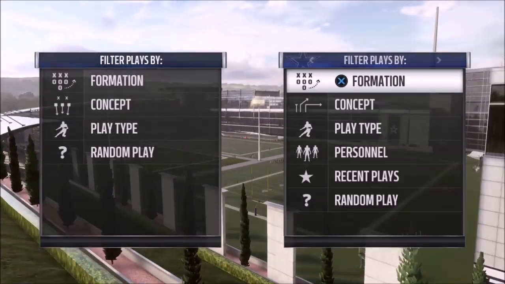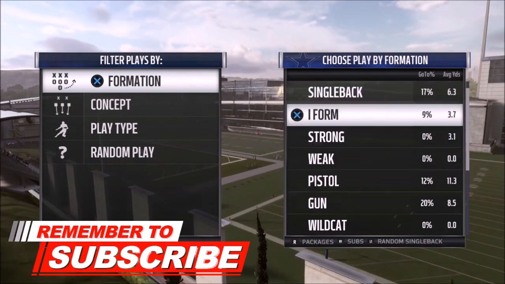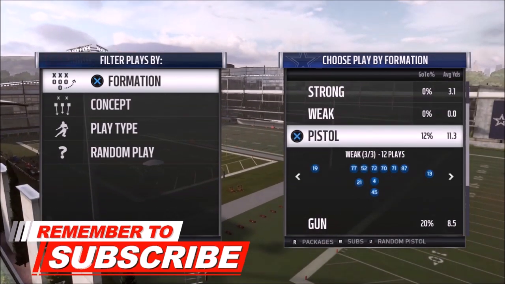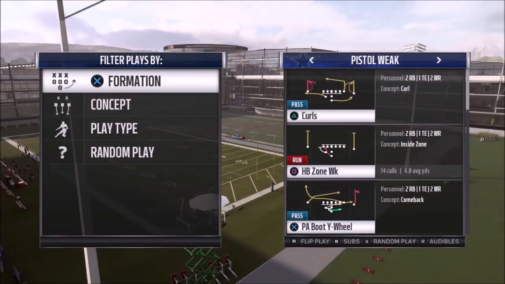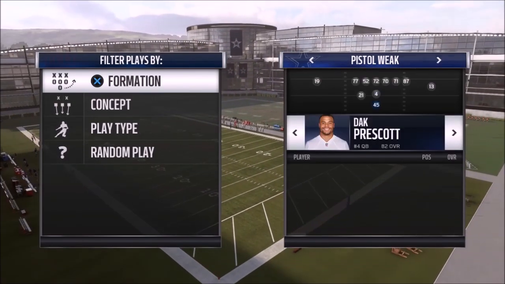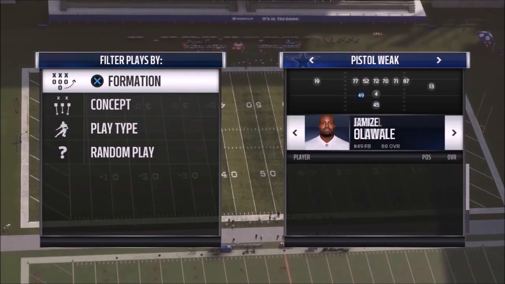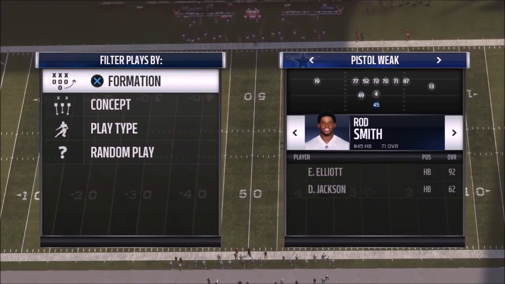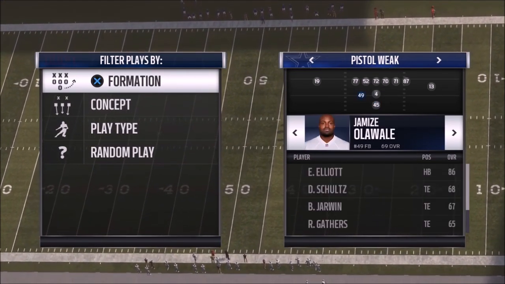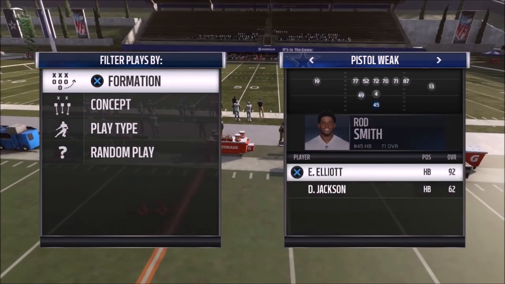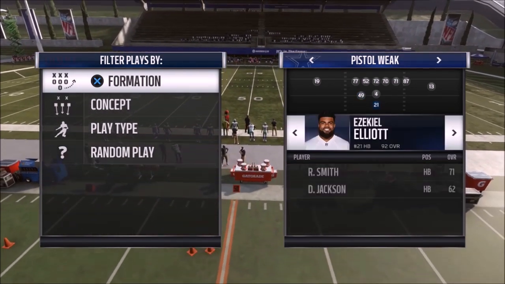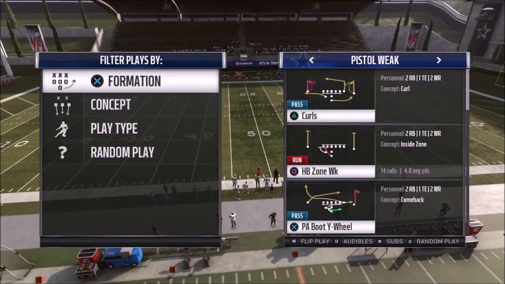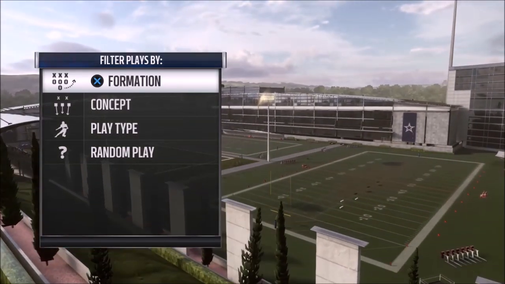Now we're going to go back to the other running play that we have in this pistol weak formation, and it's the halfback zone weak. Now you want to make your substitutions again, take your halfback out of that position, put the fullback in there or a tight end. You want somebody that can block here, and then put your number one halfback back behind your quarterback.